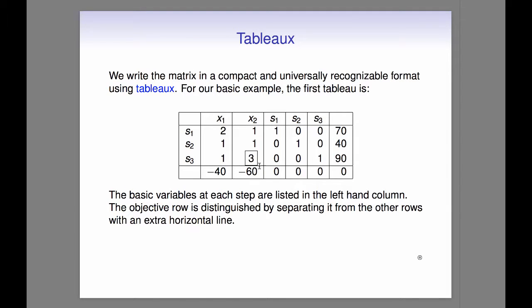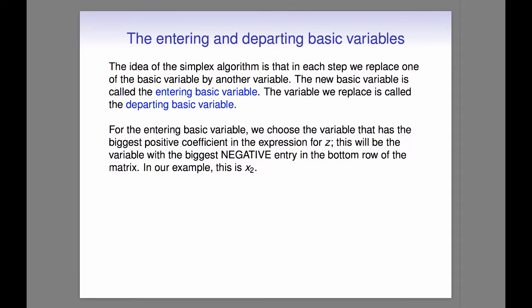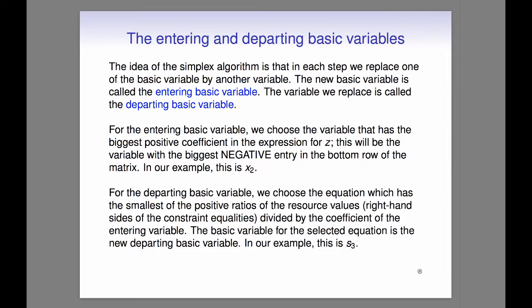There's potential confusion as to what we mean by biggest here. We mean, as a real number, the least number. This is usually called the biggest negative number for obvious reasons. So that's in the x2 column. So our entering basic variable is x2. To determine the departing basic variable, we look at the ratios of the resource values divided by the numbers in the column of our entering basic variable, and we look for the least of the positive ratios.